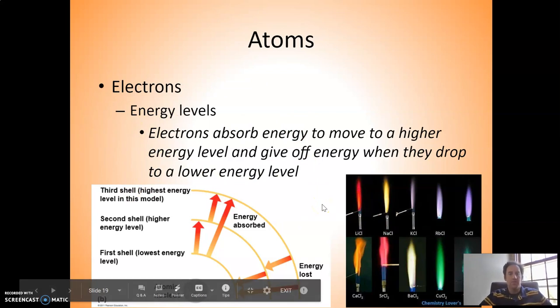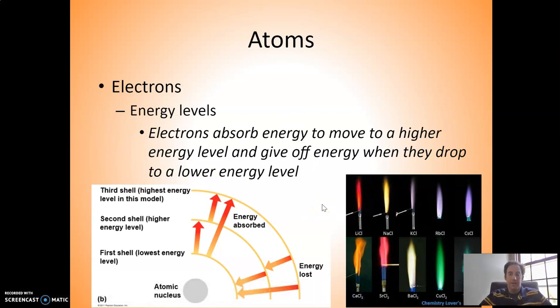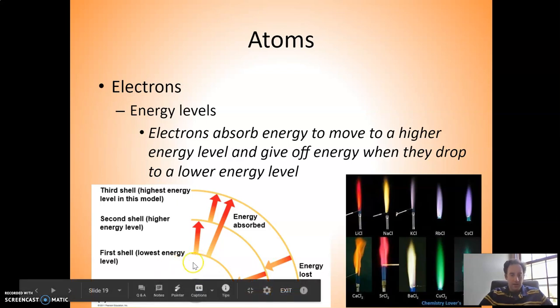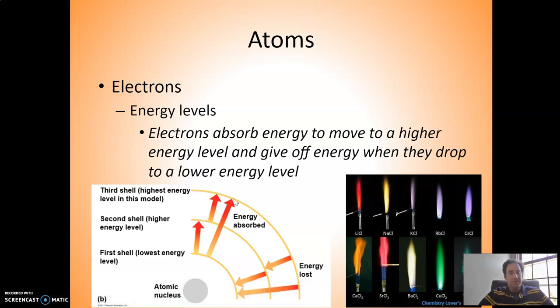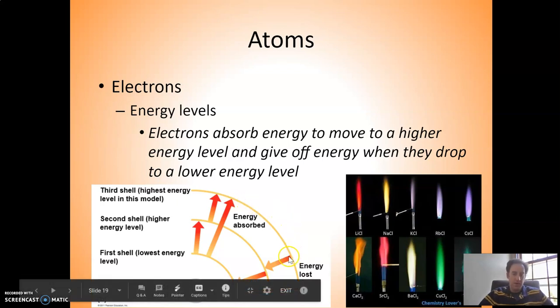Sometimes electrons can absorb energy and move to a higher energy level. And here you see this happening. Here's an electron that was in this first energy level. It absorbs energy, woohoo, and jumps to this higher energy level. And then sometimes it can give off energy as it drops back down to a lower energy. So here, as it drops back down, it's going to give off energy.